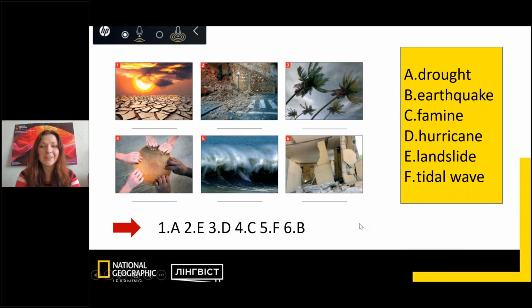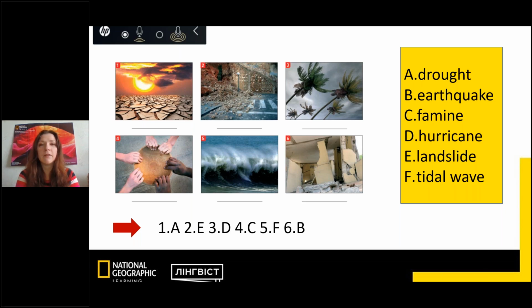Let's check the answers. So we have 1A. This is drought, where there is no rain. Next one is 2E, landslide. Then we have hurricane. Then famine. This is C, picture C, famine, where when people have nothing to eat, they suffer from hunger, so we can call it famine.